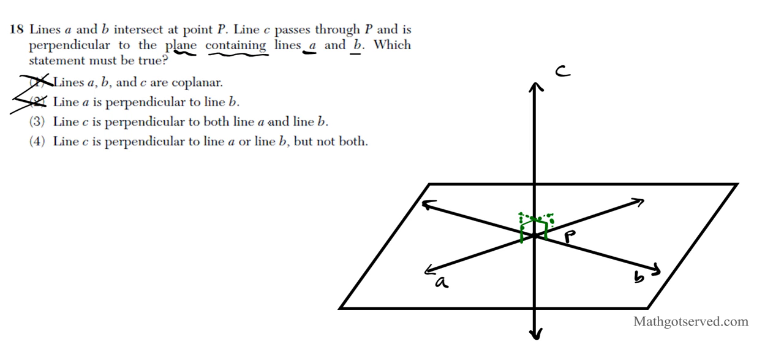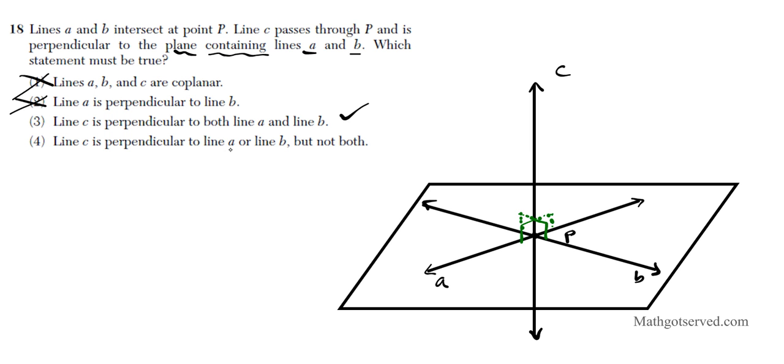Line C is perpendicular to both line A and B. Absolutely, because lines A and B both lie on the plane. So since C is perpendicular to the plane, C has to be perpendicular to any line that's contained on that plane. All right, so this is correct.